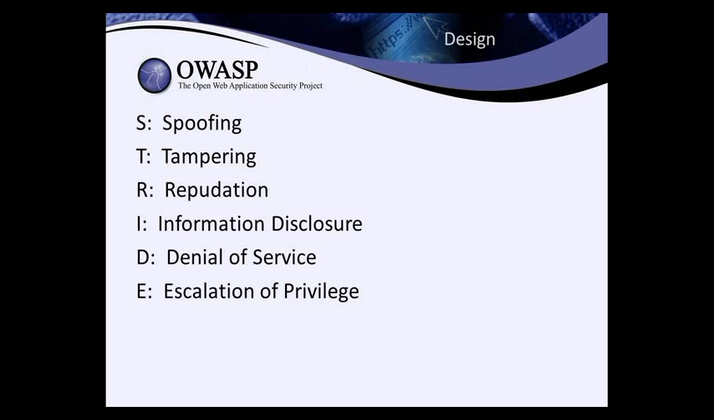Information disclosure, that's obvious. Are we sending database error messages to the user? All kinds of nasty things. Denial of service. Are we concerned about that? Well, we're going to brainstorm everything and put it down. And then finally, escalation of privilege. Can a guest user become a normal user? Can a normal user become admin? That kind of thing. So this really covers all the nasty things that can happen, and we can categorize them all.